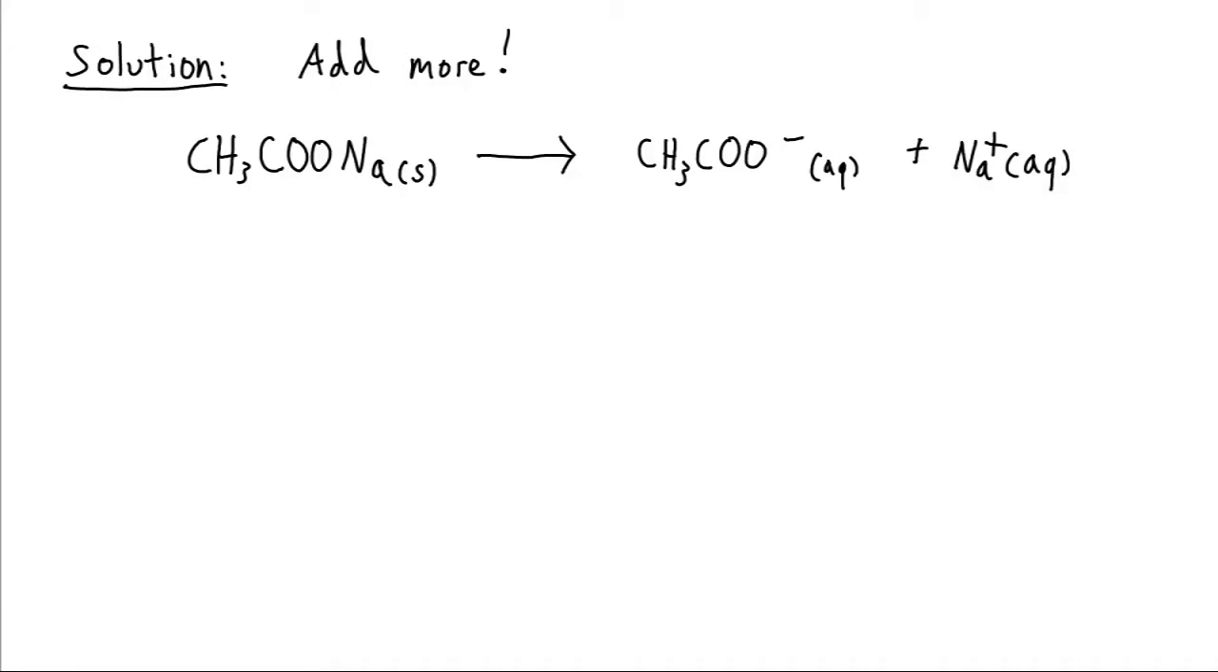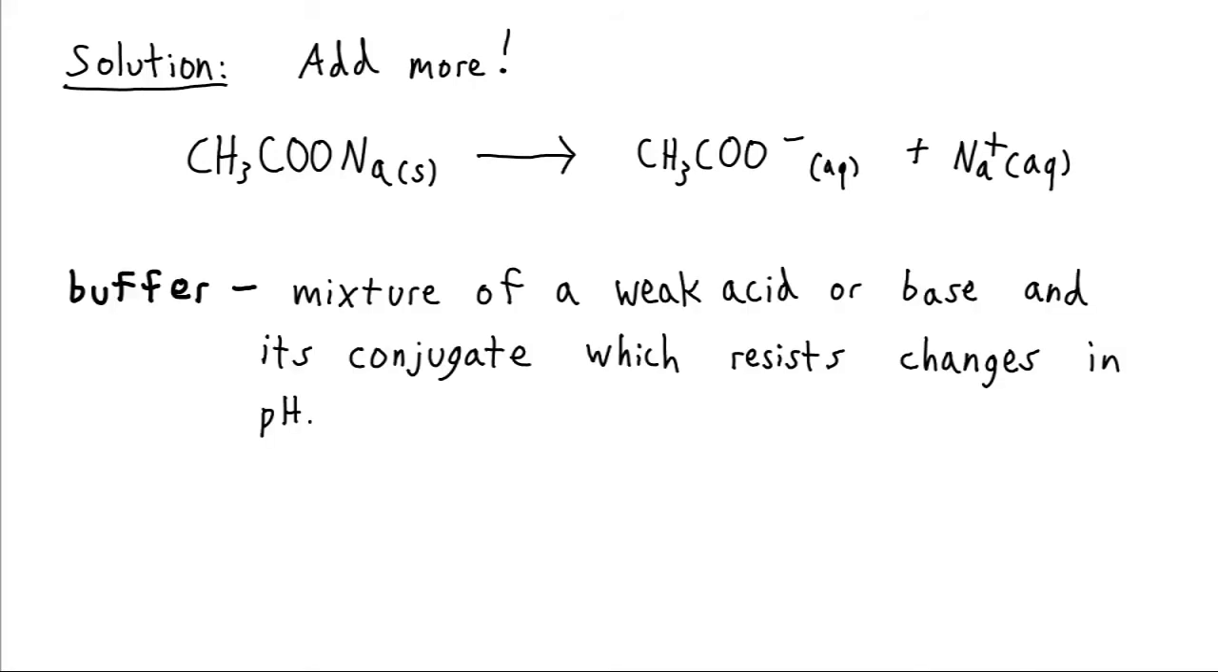Solution's very straightforward. We just need to add some more acetate. And the way we can do that is we can add a salt, such as sodium acetate, which is going to decompose into the acetate anion that we want, and then also some neutral Na+ that we don't really care about. So this is an example of a buffer. It's a mixture of a weak acid or a weak base and its conjugate, and it's going to be able to resist changes in pH to our system.